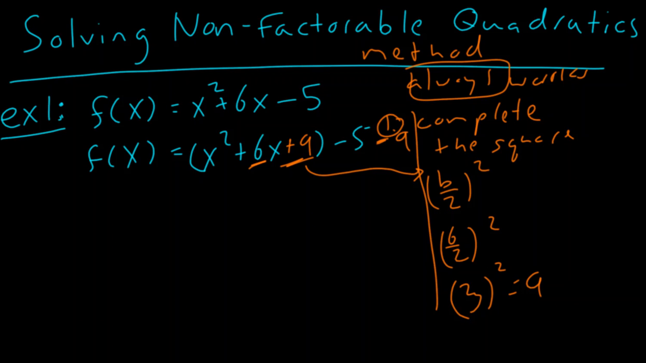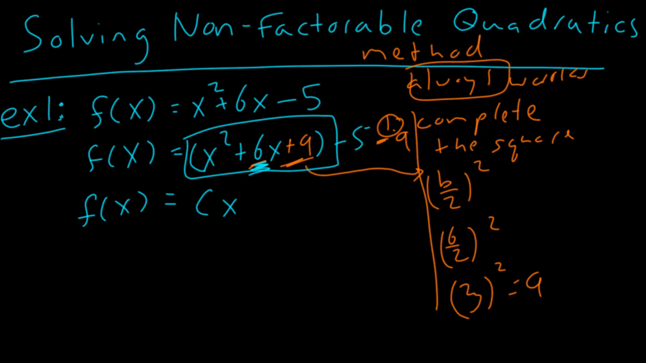And now we can go ahead and kind of finish this off. We know that we have f of x is equal to parentheses x. And remember, when taking this perfect square, all we have to do is divide our b term by 2. 6 divided by 2 is 3, squared. And then this converts into a perfect square. Now, of course, negative 5 and negative 9 will give us negative 14.